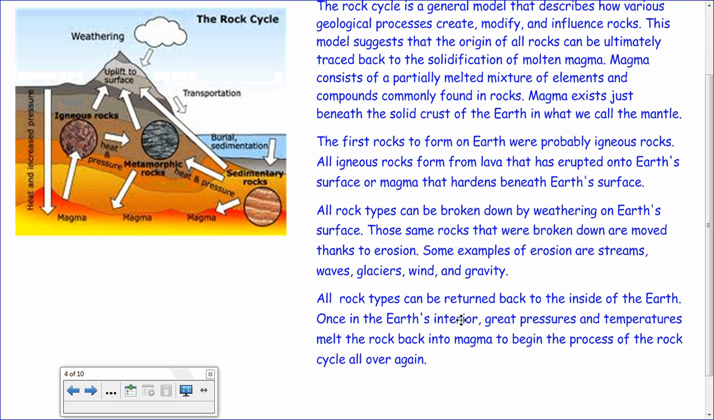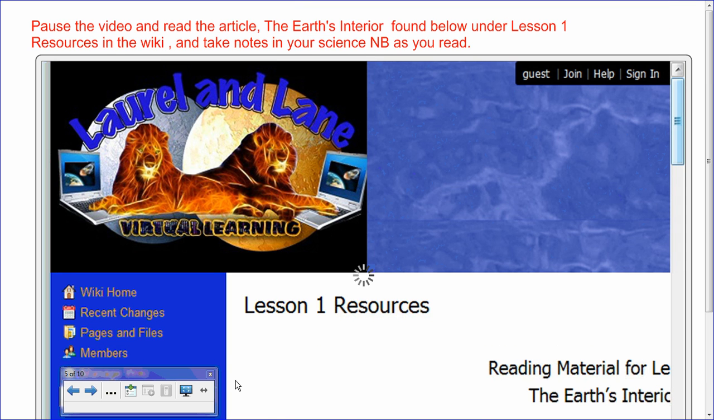All rock types can be returned back to the inside of the Earth. Once in the Earth's interior, great pressures and temperatures melt the rock back into magma to begin the process of the rock cycle all over again. Pretty neat, huh? The rock cycle just happens over and over and over again.